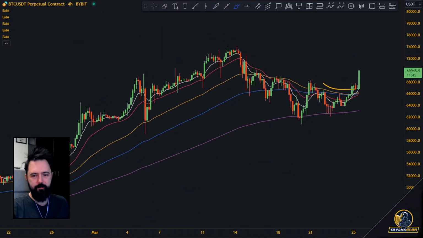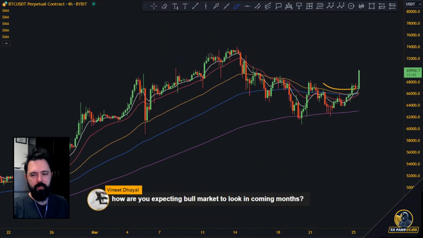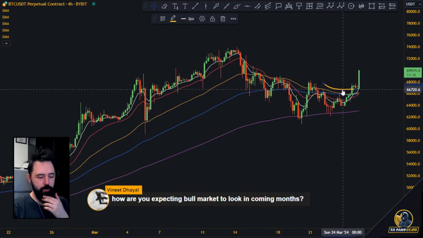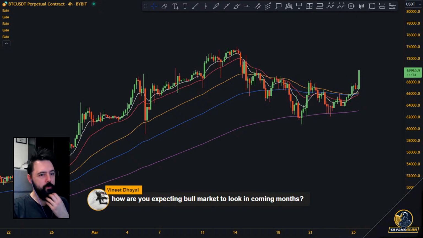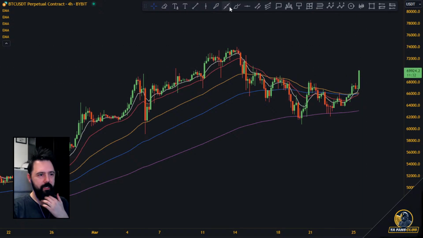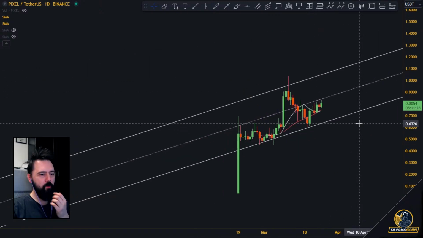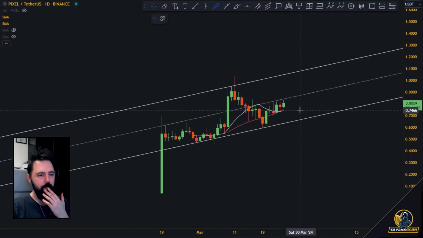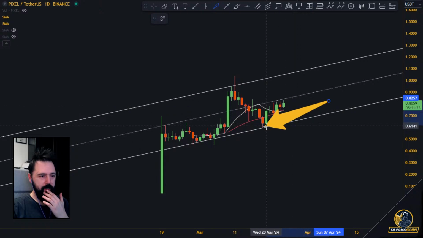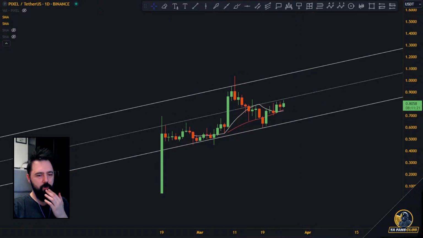How are you expecting bull market to look in the coming months? Good. I'm expecting more upwards motion though. So we just got a full moon, which is actually very, very nice. So there is that. So what are we gonna look at? Pixel is doing well. Pixel looks like it's bouncing up here. It's bouncing on the bottom side right now. It looks like it wants to go back to the upside again.